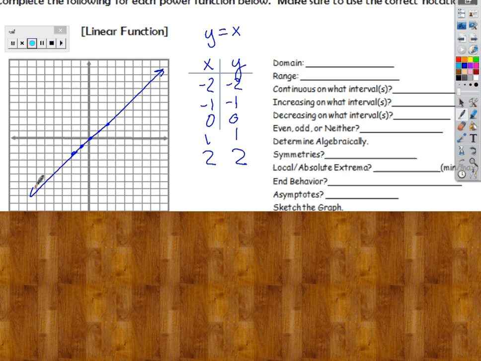Okay, now take a second to fill in your domain, range, where is the function continuous, where is it increasing, where is it decreasing, is it even, odd, or neither? We'll talk about this a little bit more tomorrow. Symmetry, is it about the origin, the y-axis, a specific point? Is there any absolute or local mins or maxes? Make sure you label if they are. And end behavior, get the right notation, any asymptotes, and we already sketched the graph. So take a second and pause the video right now and complete this problem. When you're done completing it, hit play, and I will have the answers up on the next slide.